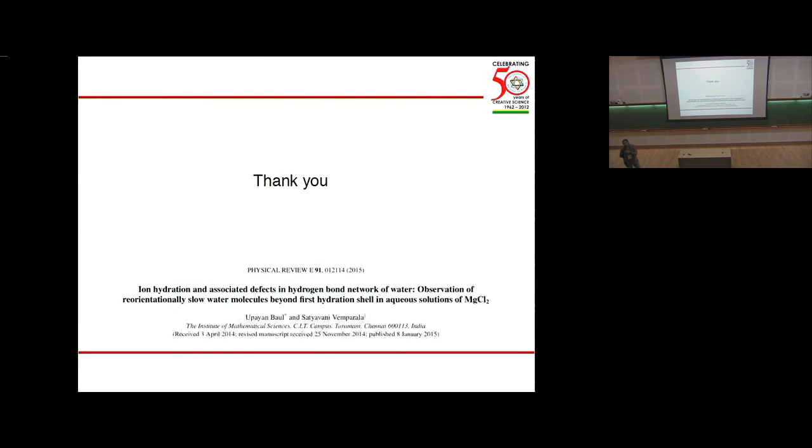I understand that the force field can be an issue, particularly for magnesium. One last point: after our paper, there was another paper by Lipowski where they used a polarizable model and they get similar results. Okay, thank you, Vani.